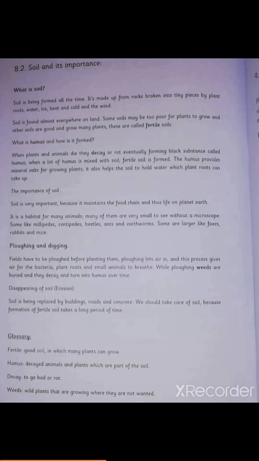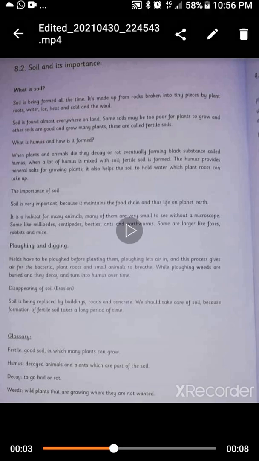Soil is found almost everywhere on land. Some soils may be too poor for plants to grow, and other soils are good and grow many plants. These are called fertile soils. So, fertile soil is basically when the soil is good enough for plants to grow in. If the soil is fertile, then plants are able to grow. If the soil is not fertile, the plants won't be able to grow in that type of soil.